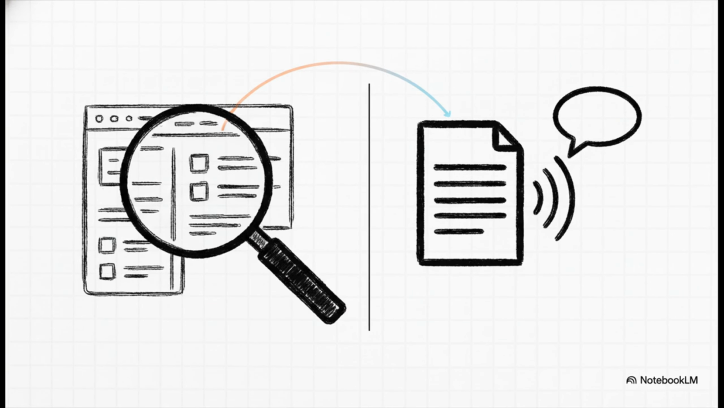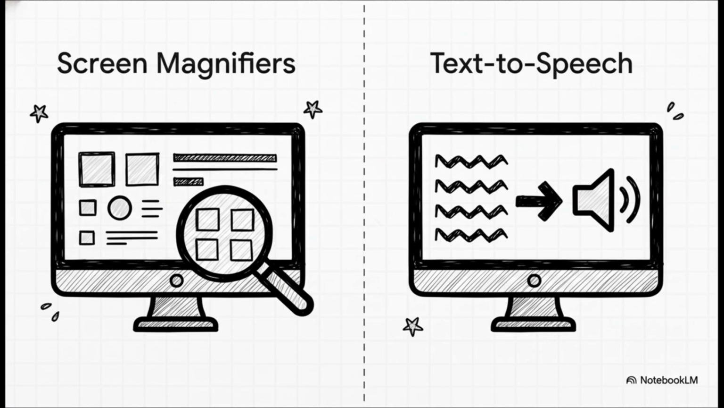Of course, visual impairments aren't a one-size-fits-all thing, right? And that's why we have other super specialized tools, like screen magnifiers and text-to-speech software. So these two tools, they handle different but kind of related problems.